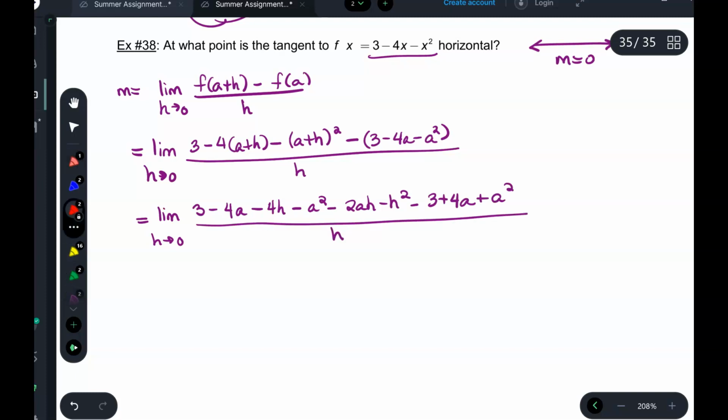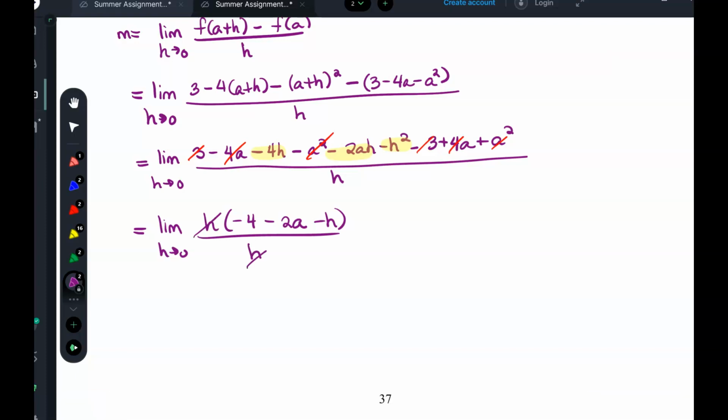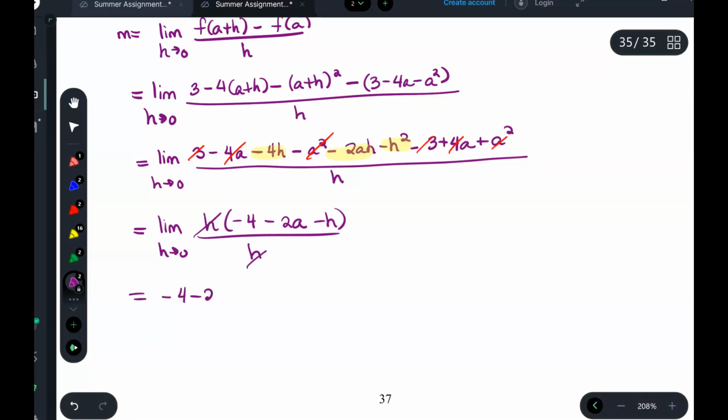Let's see what we can cancel. The 3's will cancel, the 4a will cancel, the a squareds will cancel, and so what do I notice about all 3 of these terms? I can factor out an h, so I get negative 4 minus 2a minus h all over h. Cancel out the h's. Now we can evaluate our limit. So we get negative 4 minus 2a.